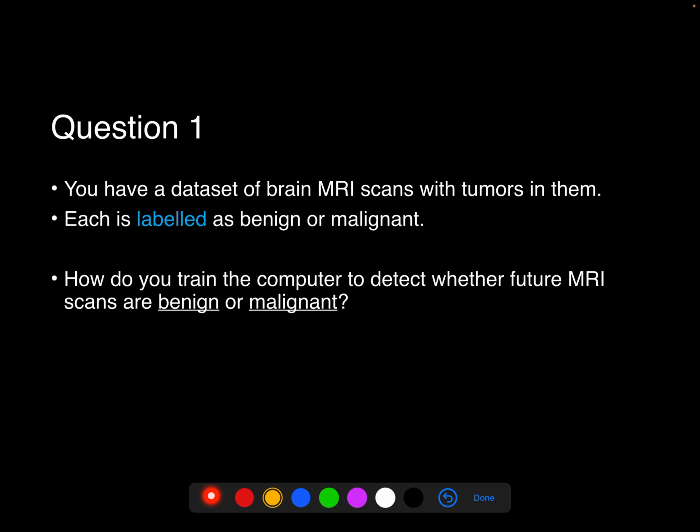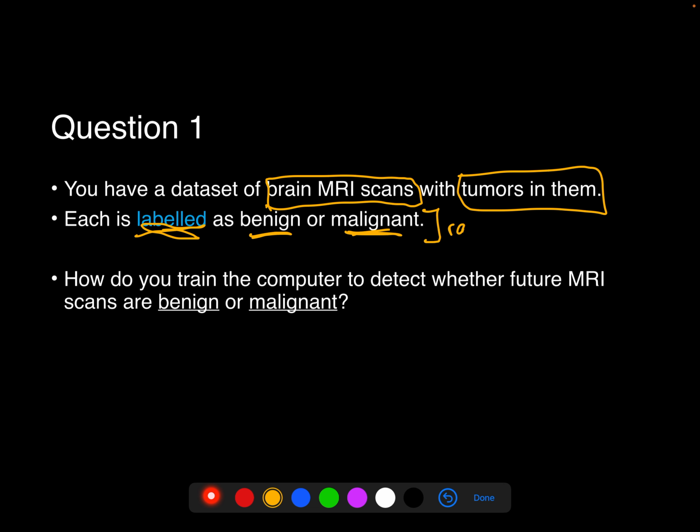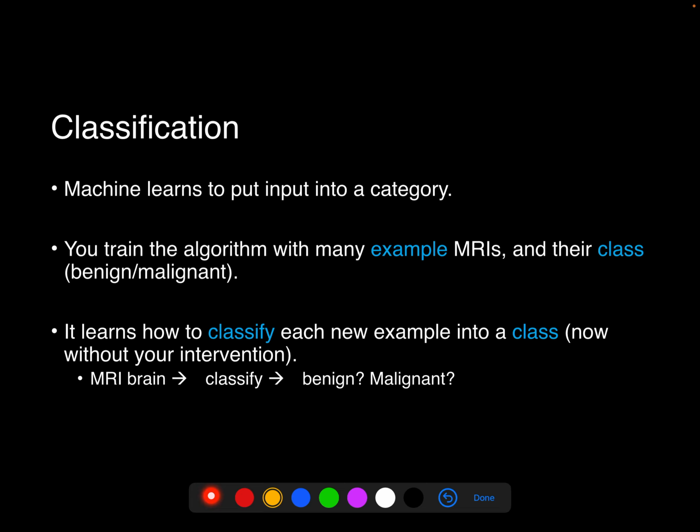So your first question is that you have a data set of brain MRI scans with tumors in them. Each scan is labeled, so here are the labels, as benign or malignant. These have been labeled by the radiologists, but what you want to do is train the computer to detect whether future MRI scans are benign or malignant. How can we do this? Well, you use something called classification.